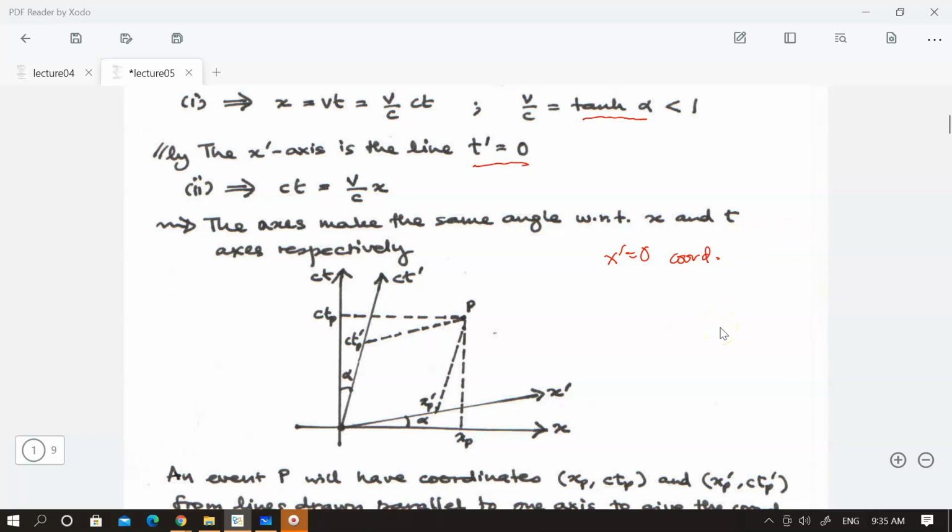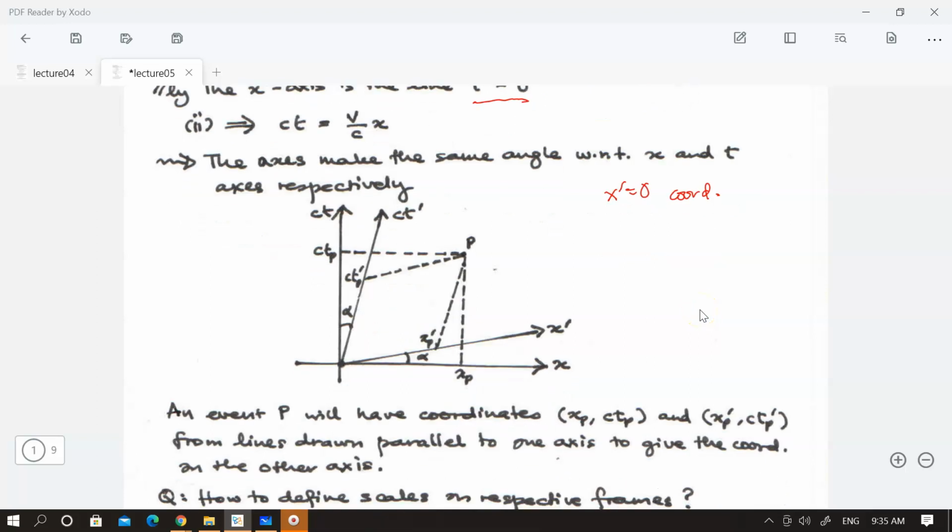Now given this new set of axes of the O dash frame, consider an event P. How can you assign coordinates to this event P? Well, let's do it for the ordinary case. You draw a horizontal line to the t axis, and that gives you the time coordinate according to O. Then you do a vertical line projection over here, and that gives you the x coordinate of that event P. Think of what has been done here: this horizontal line is parallel to the x axis, and this vertical line is parallel to the t axis.